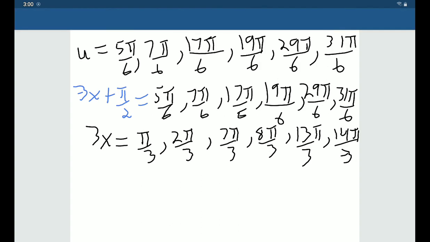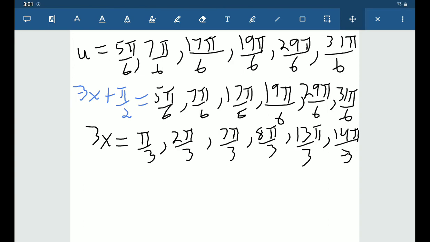Reminder again that when you're doing these little calculations, if you're trying to figure out what 31 pi over 6 minus pi over 2 is, you could ignore the pi's for now and just think 31 over 6 minus 1/2. When I used my calculator's fraction function, 31 over 6 minus 1 over 2 gave me 14 over 3. So 14 pi over 3 is what I get when I take 31 pi over 6 and subtract pi over 2.